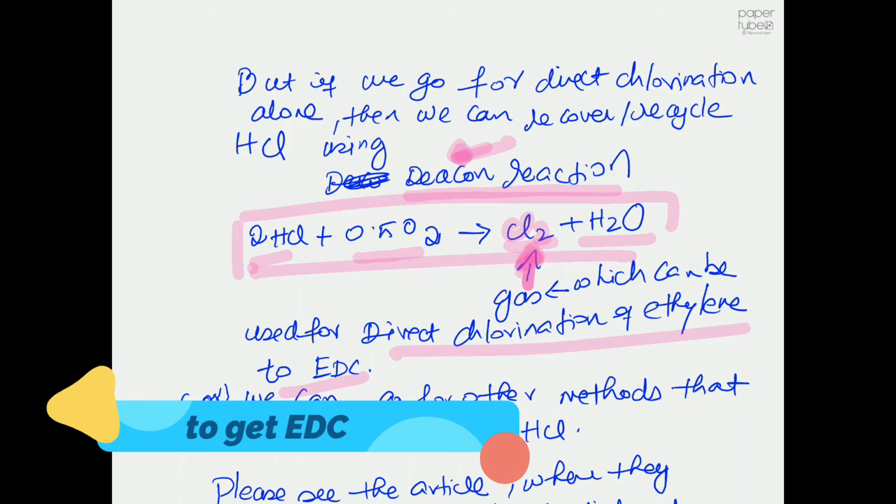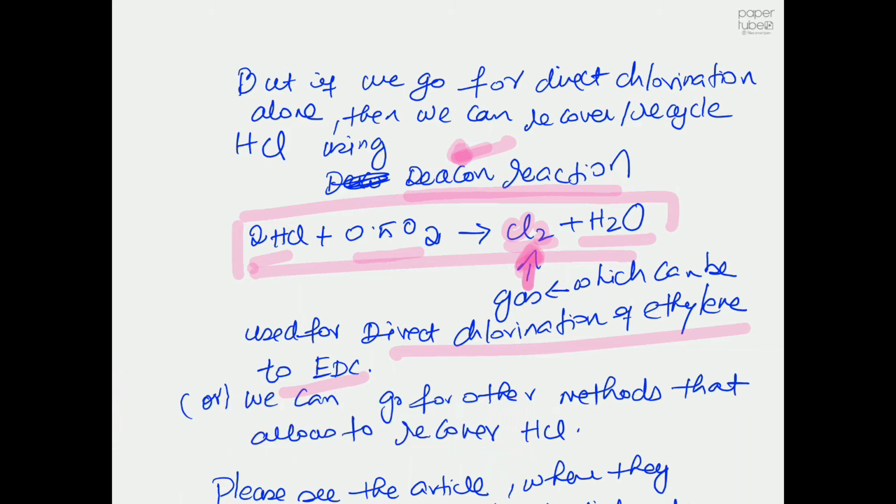Imagine if we decided to go for a direct chlorination reaction alone, so we can use this chlorine in order to produce more vinyl chloride monomer using the simple direct chlorination reaction. So keep these things in mind.